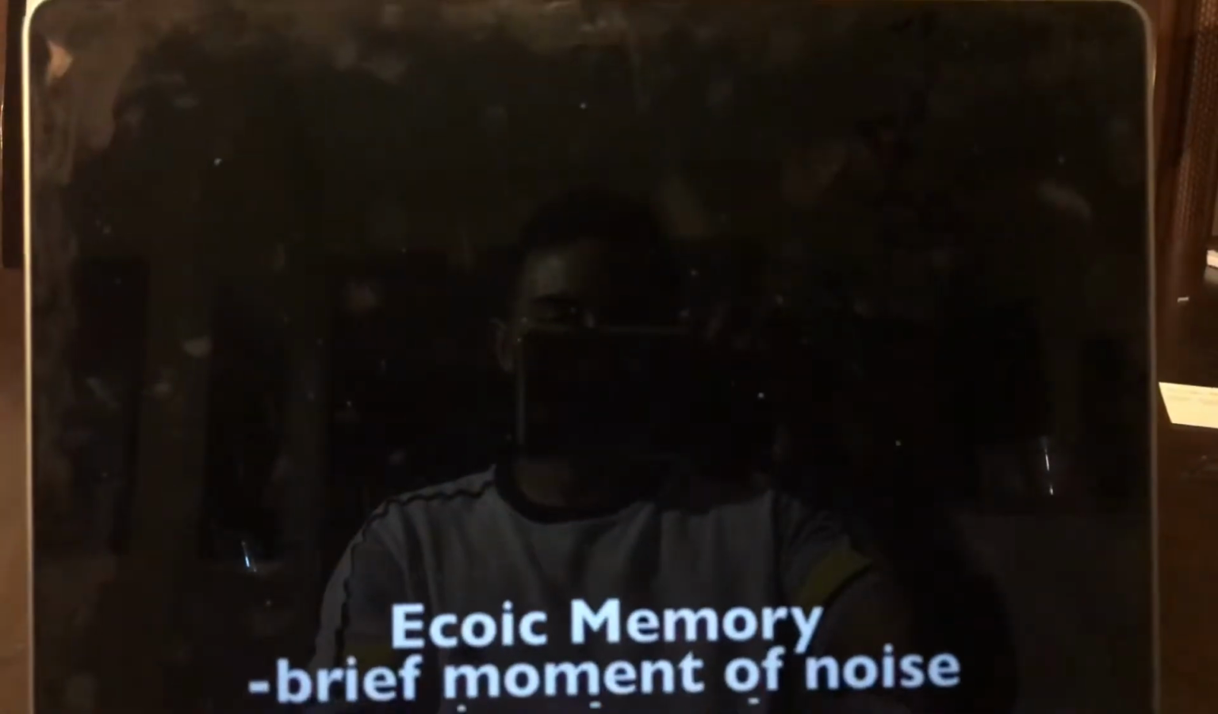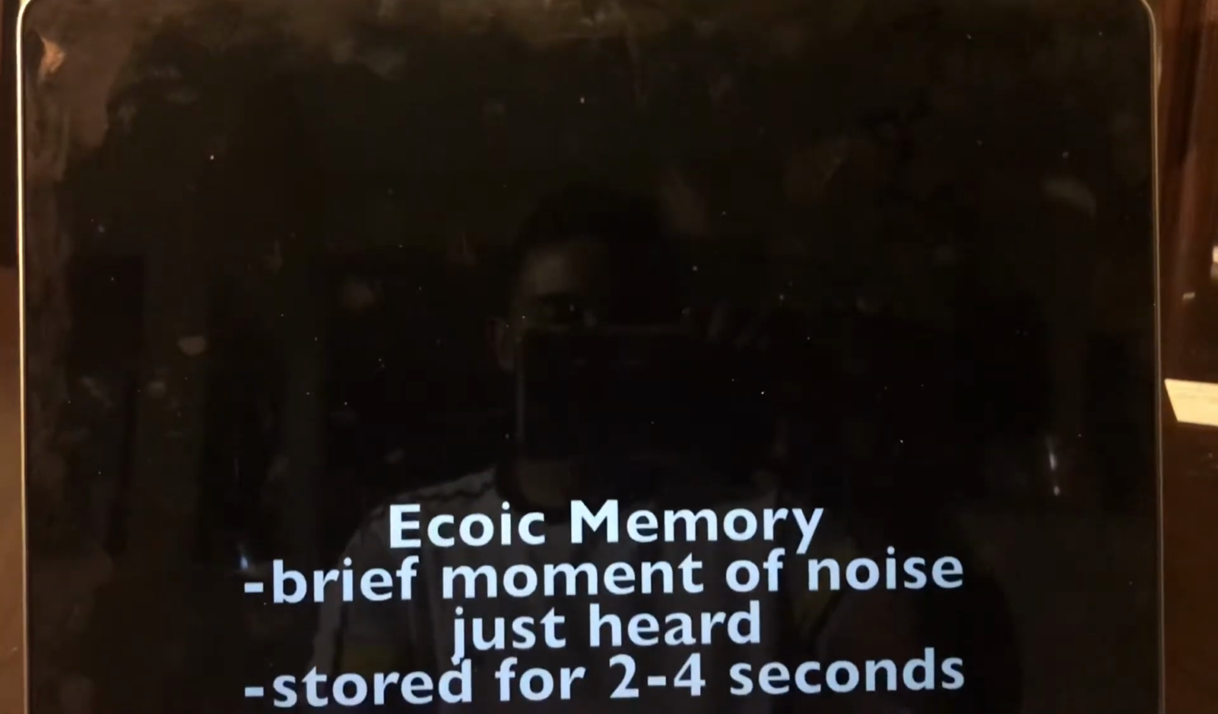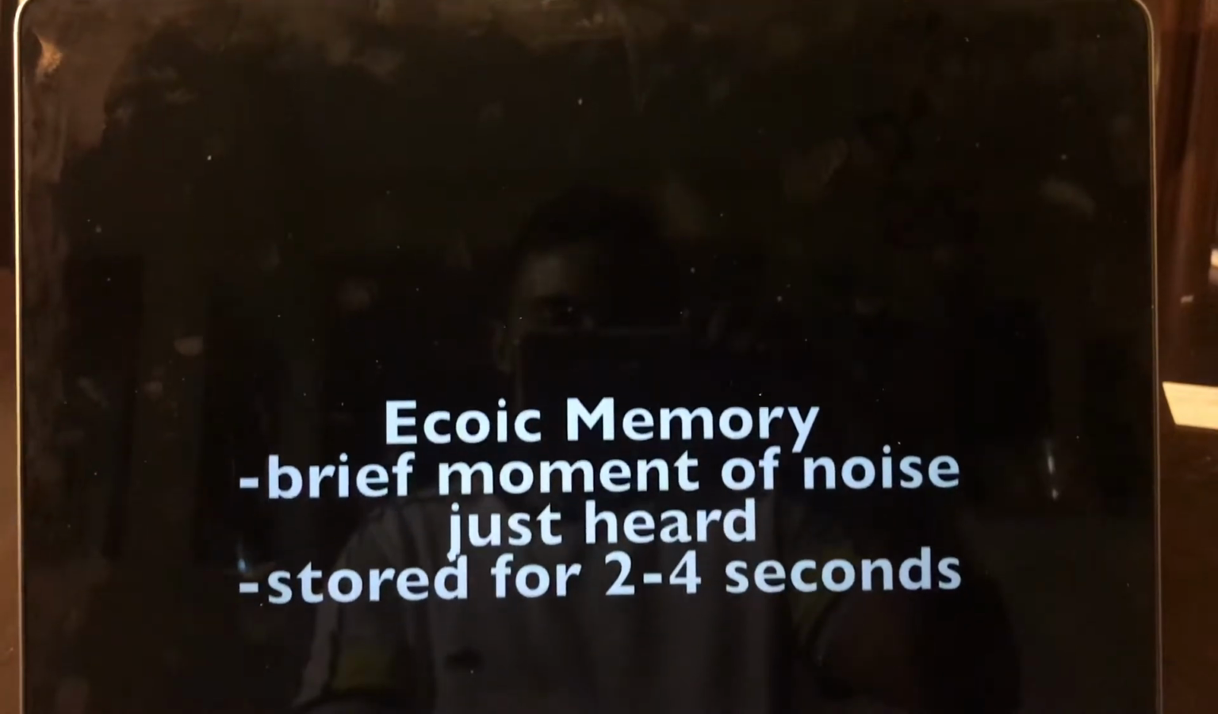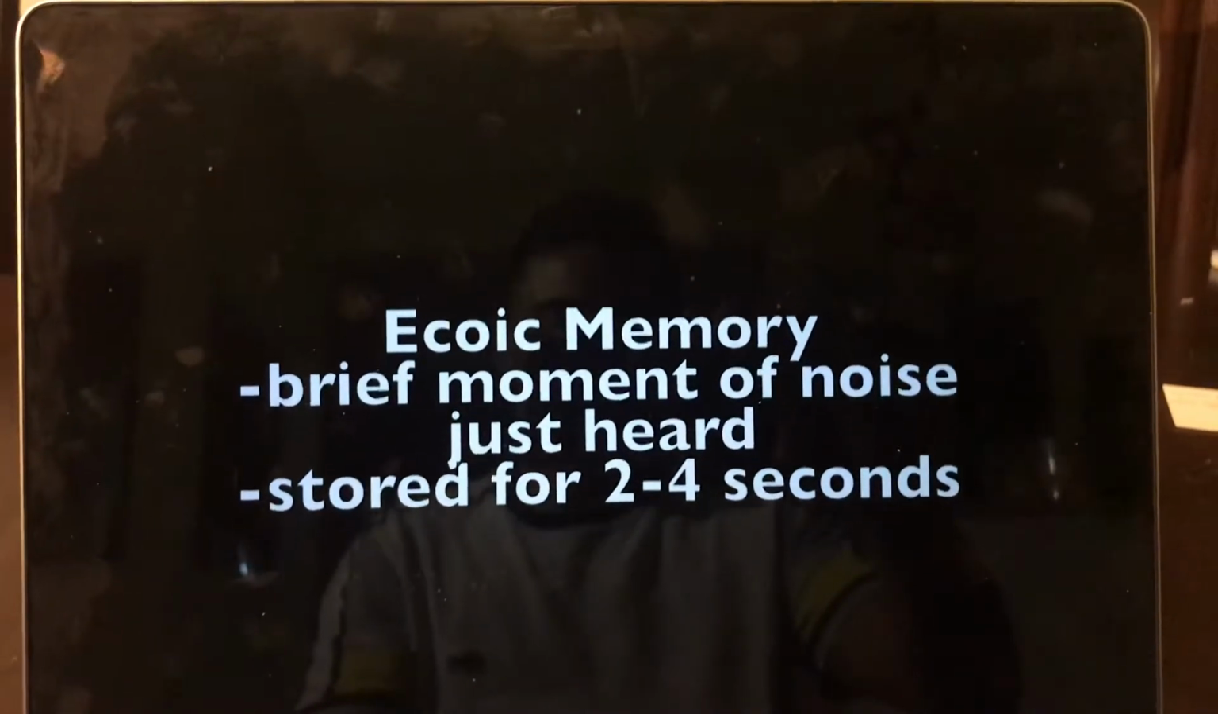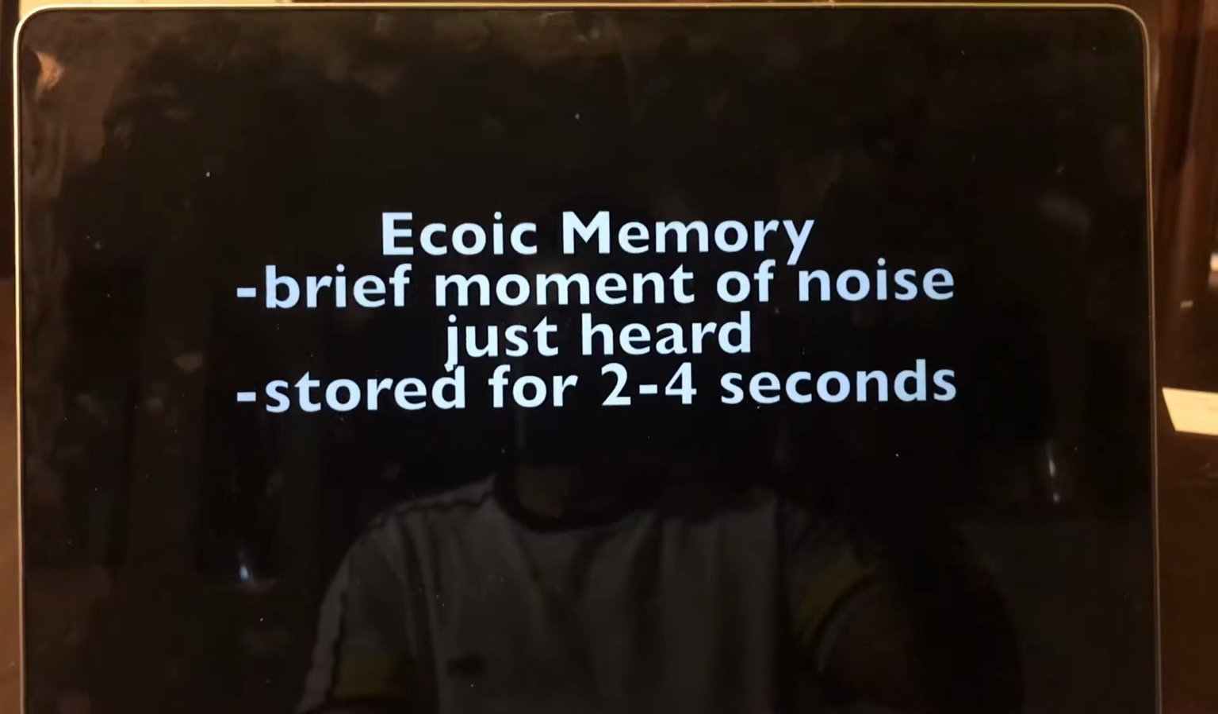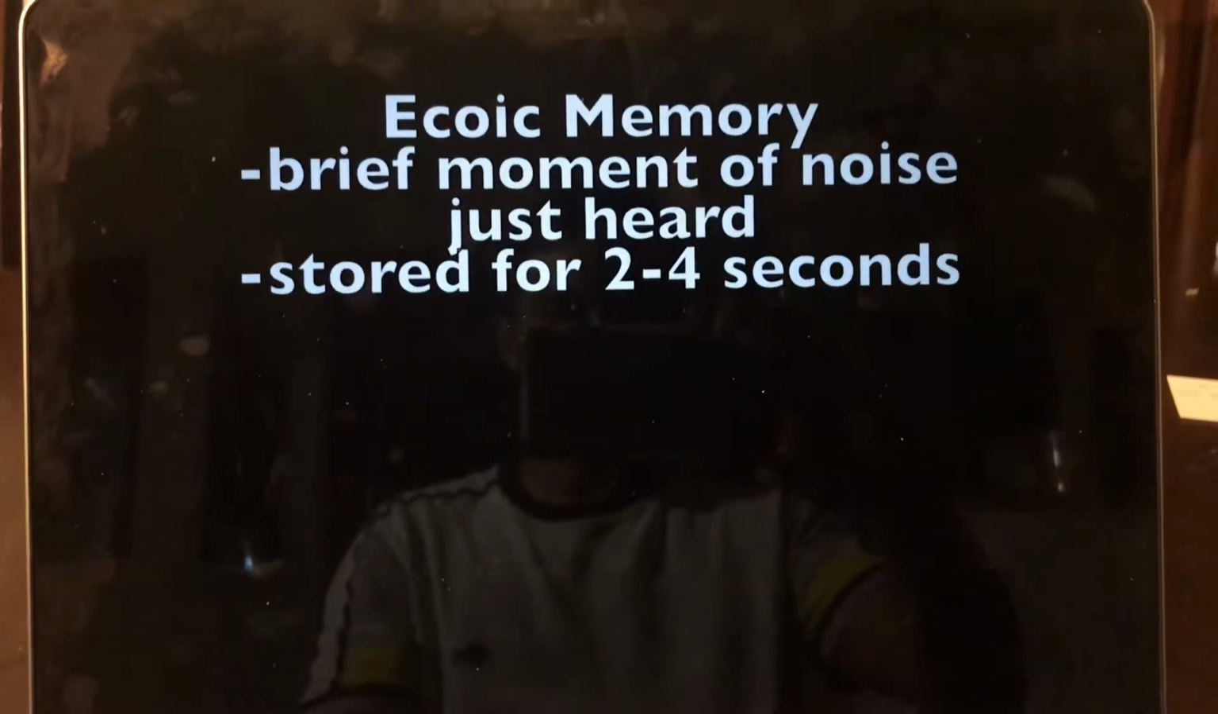Echoic memory is taken through the ear sensory system. The brief moment and noise just heard is only stored for 2 to 4 seconds. This gives some insight to the phenomenon that will be explained in the next demonstration.